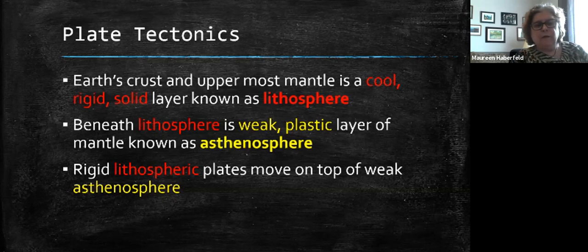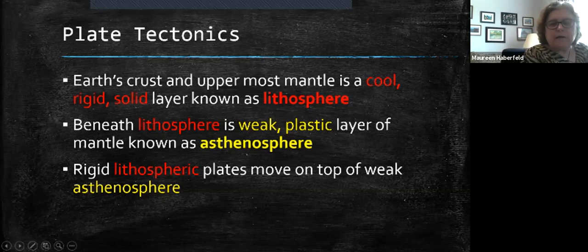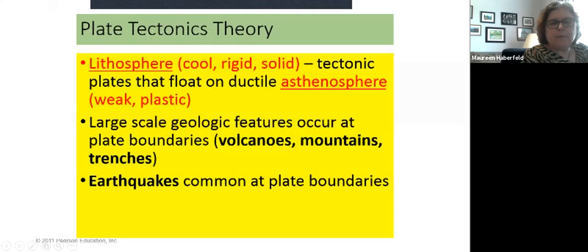And if you think of the lithosphere as being hard and solid, like a rock, and think of the asthenosphere as being something like a putty, something like silly putty underneath a rock, the lithospheric plates move on top of that putty-like layer. It's not liquid, it's more like plastic, like a putty. So again, lithosphere: cool, rigid, solid, tectonic plates that float on that plastic asthenosphere.